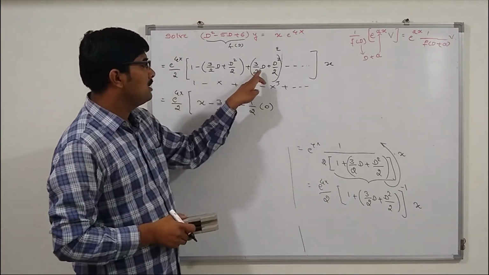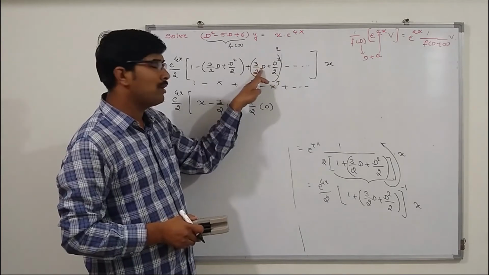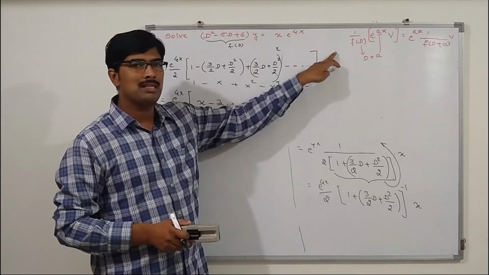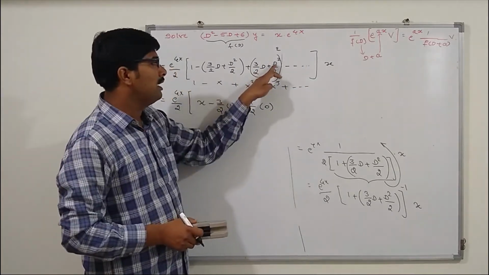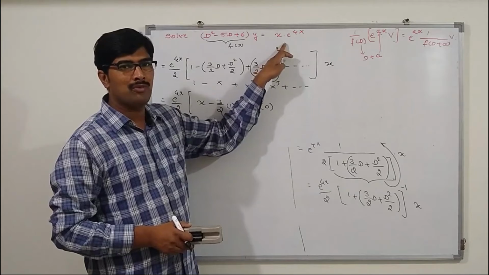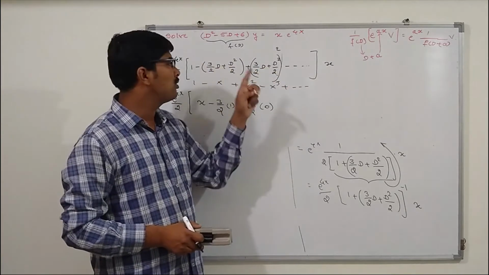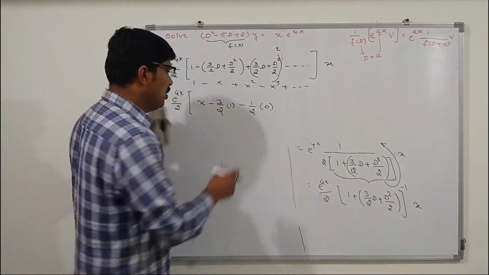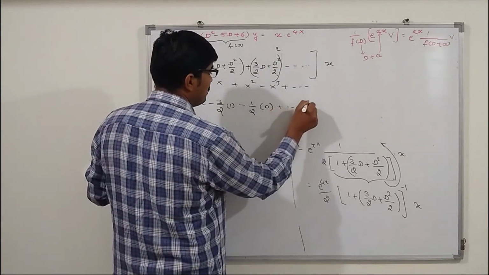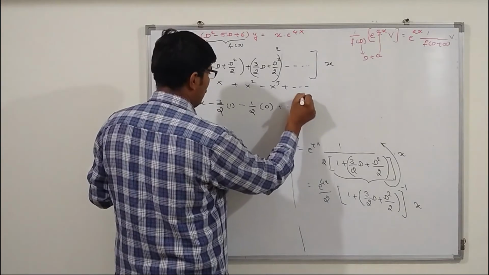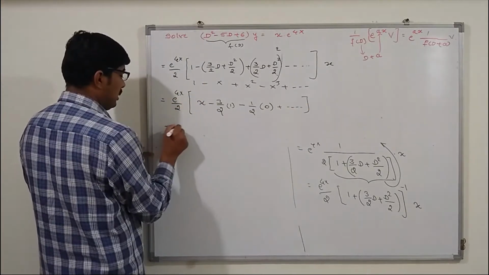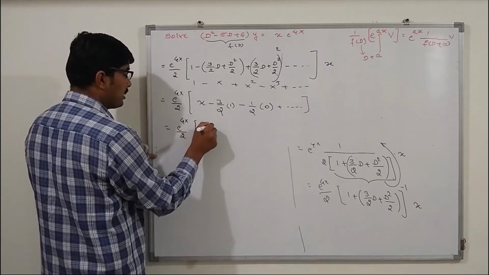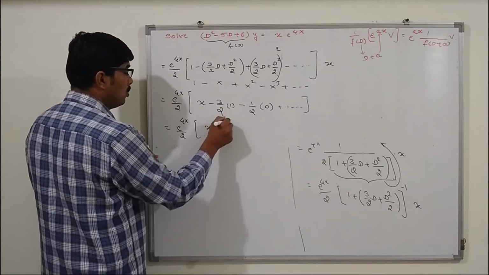Now, the next term is the a plus b whole square formula. A square means you will get D square, where the power of x is 1. So the second differentiation is 0. Then b square means D raised to 4, that is also equal to 0. And plus 2ab means D into D square is D cube, which is also 0. So the next terms you will get 0 only, and so on. This is equal to e raised to 4x divided by 2 into bracket x minus 3 by 2 only.